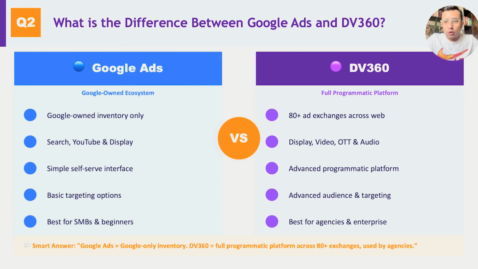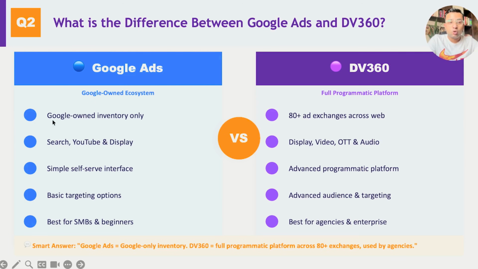Okay, question 2. This is also often asked. What is the difference between Google Ads and DV360? When should you use Google Ads and when should you use DV360? So in simple terms, you can say Google Ads is a Google owned ecosystem. DV360 is a full programmatic platform. Okay, smart answer, if you want to give it in one line, it would be Google Ads has Google only inventory, whereas DV360 is a full programmatic platform across 80 plus exchanges, which is majorly used by agencies.